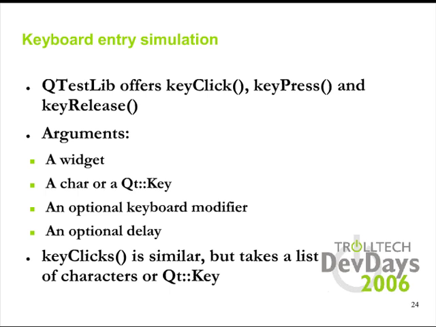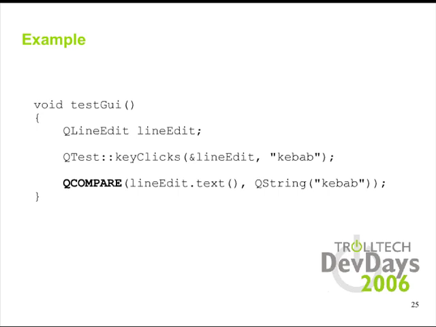Simple example. We have a test called testGui. We create a line edit. We call QTest::keyClicks on that line edit with the text "hey ya". And then we compare the line edit's text, which actually contains the string we just sent to it with keyClicks.